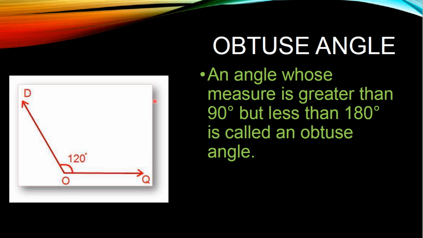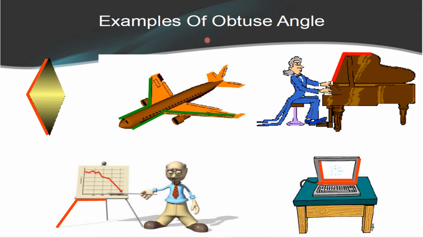Okay, my dear children? Right. These are all some examples of obtuse angle around us. See here, this is an example for an obtuse angle. See here, this angle. Here also this angle. It is an example for an obtuse angle. See here, these edges form an obtuse angle. Here also, the edges of this table, blackboard table, form an obtuse angle. Okay, my children. So these are all some examples of obtuse angle.